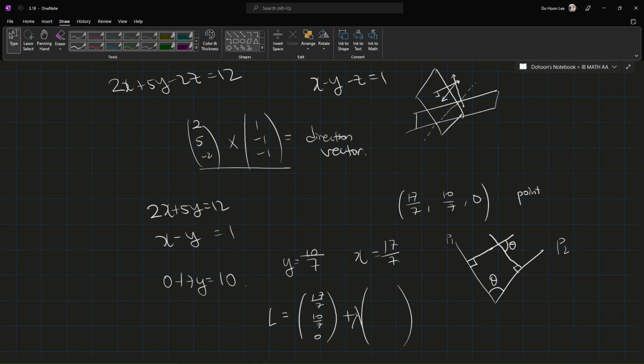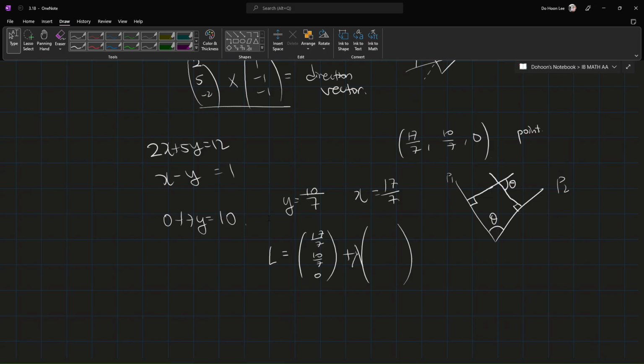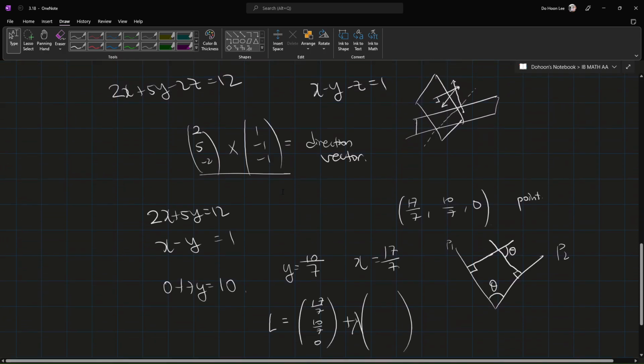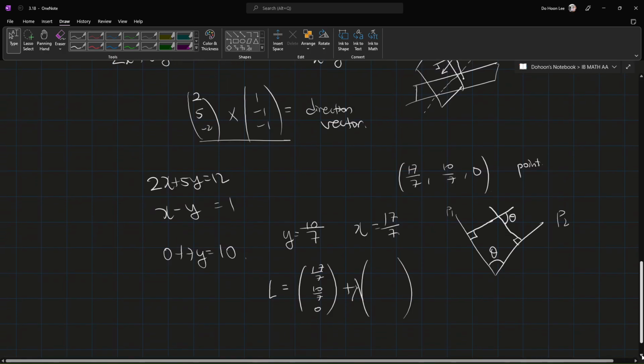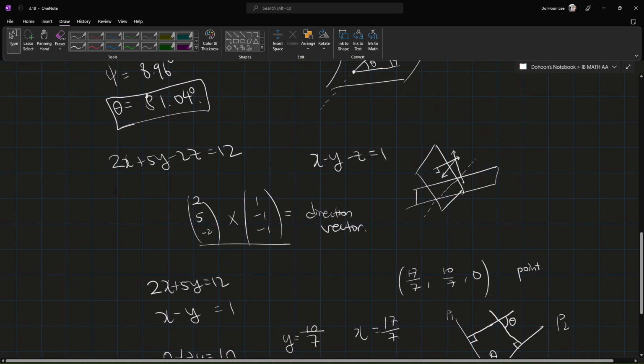Lastly, what if you have three planes? The three planes could have a point of intersection, a line of intersection, or no point or line of intersection. The solution is quite simple. We simply put the three Cartesian equations into a system of equations. So let's put these two, and then I'll just randomly put one more Cartesian equation of a plane.